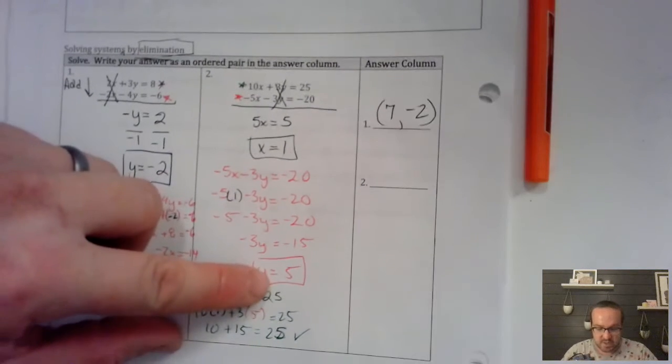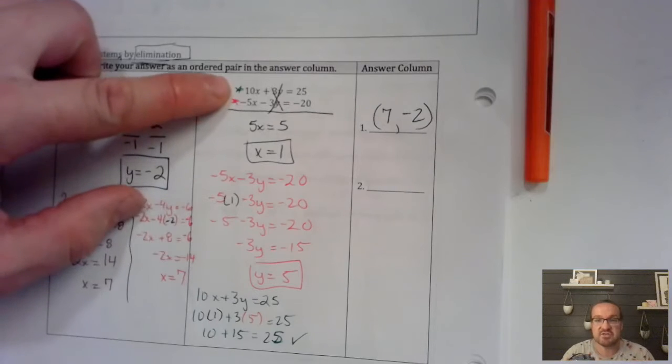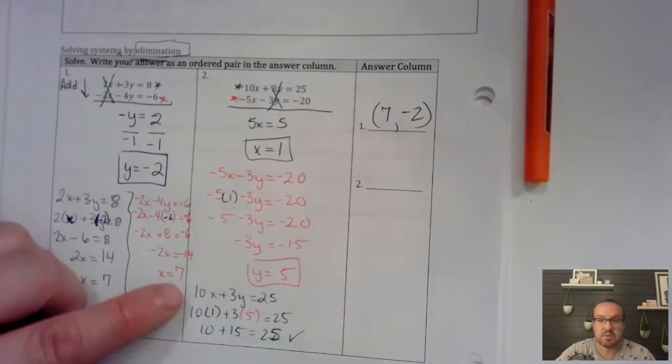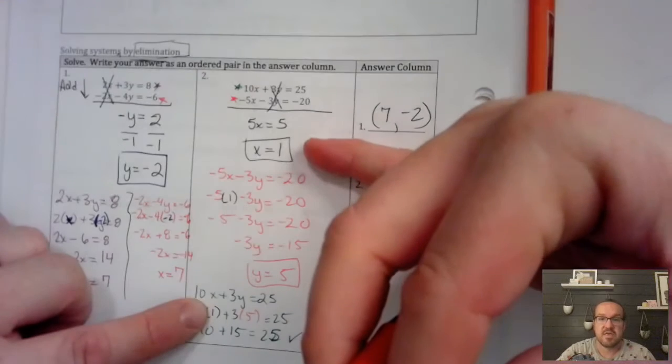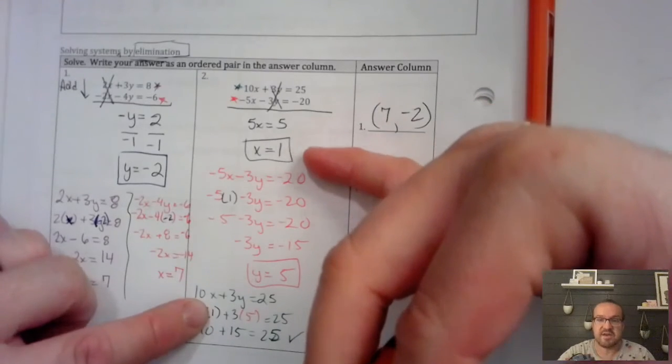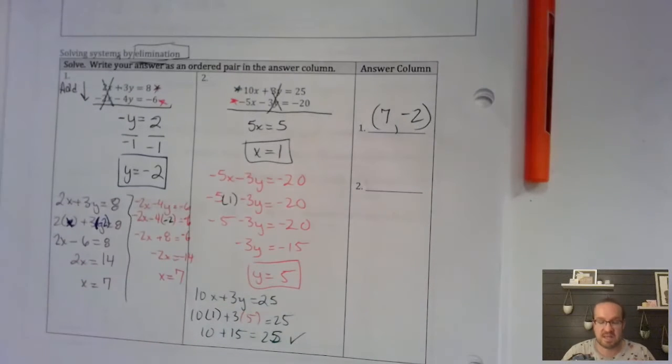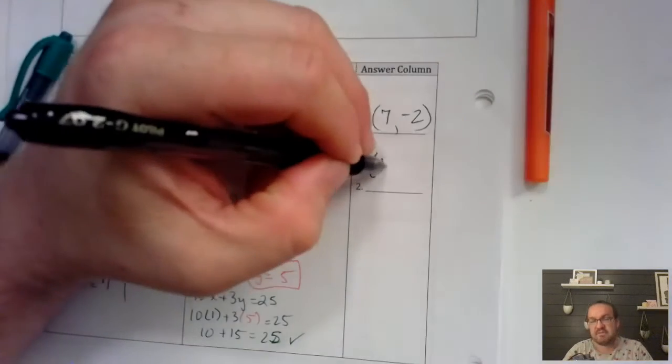Now, what I did was I just took this top equation and verified it. I just checked my answer, right? So I put the x in. That was 1. Then I put the y in. That was 5. And I verified that 10 plus 15 equals 5, right? So my answer is (1, 5).